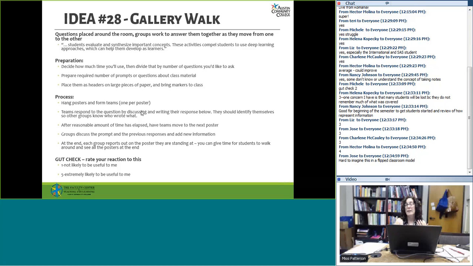And then in this day and age, if you want, you can give students time at the very end to walk around with their smartphones and photograph all of the comments, and then that's an easy takeaway from class for those students who are feeling tense that they couldn't take notes on this activity. So that's how this process works.